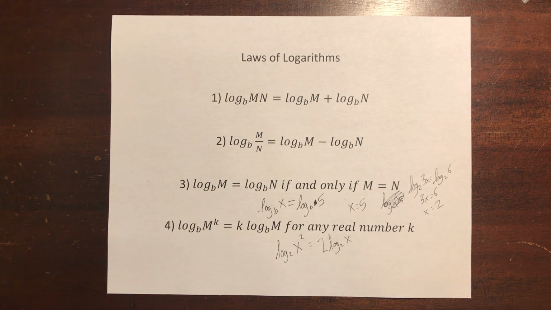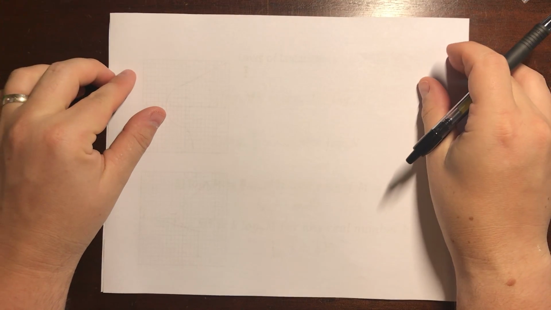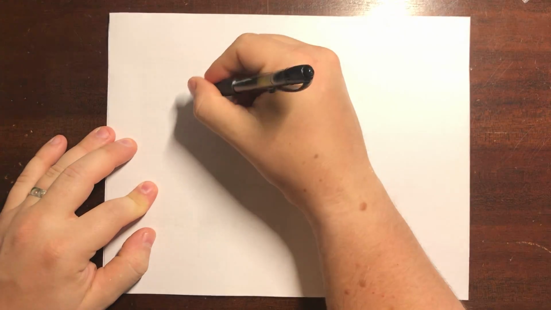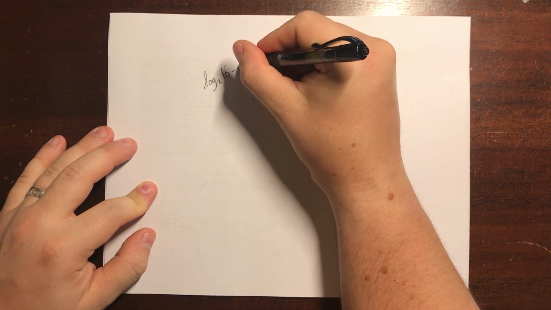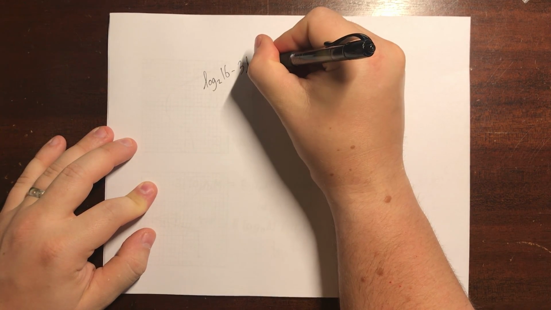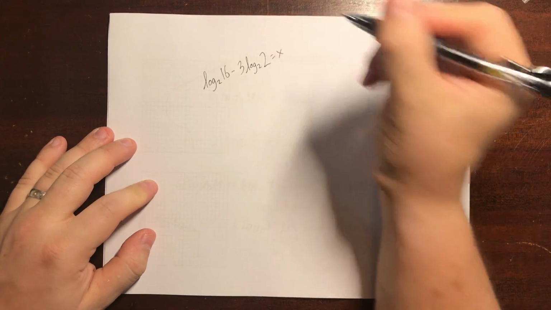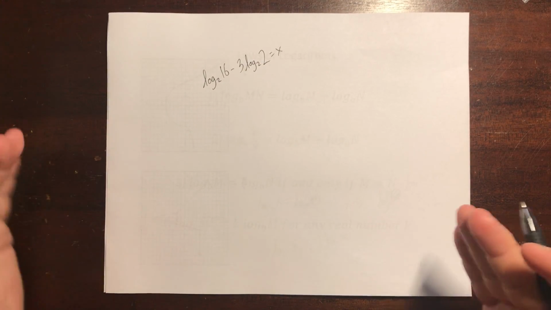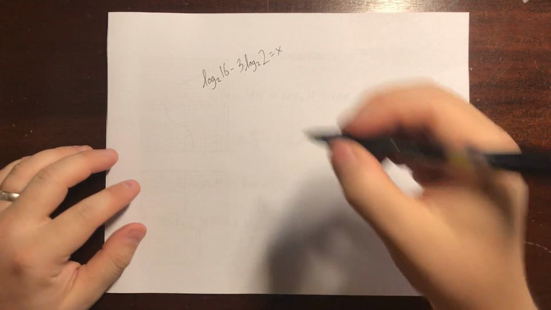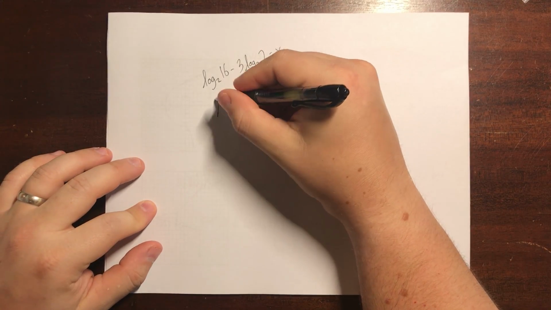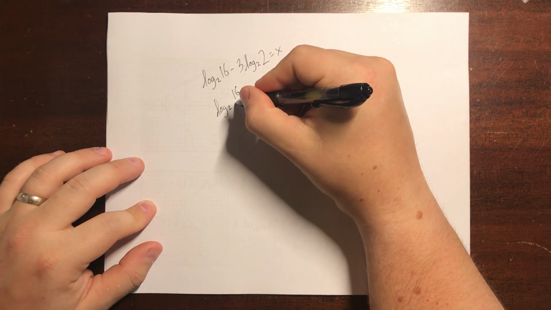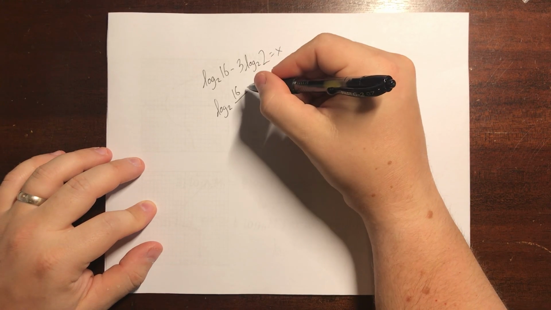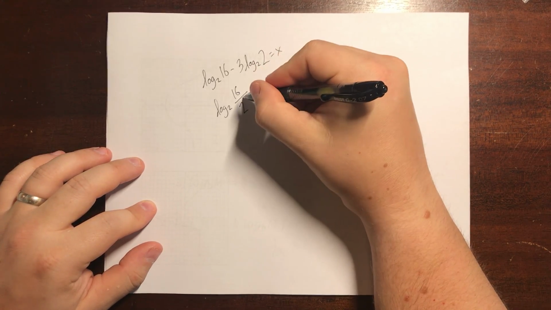I wanted to show you one or two more examples. Let me get a blank piece of paper. Because remember, we use this to solve equations. So let's say we have log base 2 of 16 minus 3 log base 2 of 2 is equal to x. So now we're going to use those laws and we're going to condense this and then solve it. So we know this could become log base 2 of 16, and we're minus, so we know it's going to be on bottom, log base 2, and this is 2 to the third power.